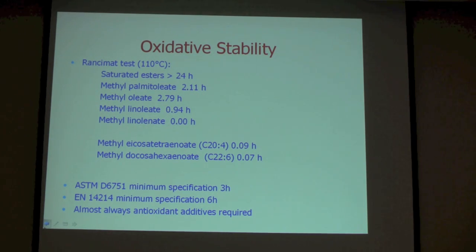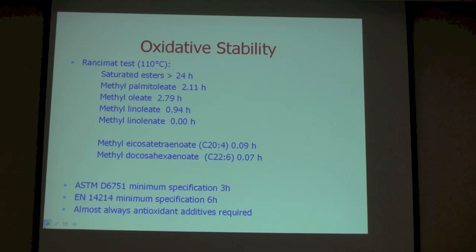For example, saturated esters will be about 24 hours, while methyl oleate, the C18:1, about 2.8 hours, while for the C18:2 and C18:3, you'll see the effect of the bisallylic positions in the chain. So they have very low times. By the way, similar for the C20:4 and C22:6, like the stuff you'll find in the algal oil, they have very low Rancimat times too. If you compare that to ASTM D6751, it has a minimum specification of 3 hours, and EN 14214, 6 hours.